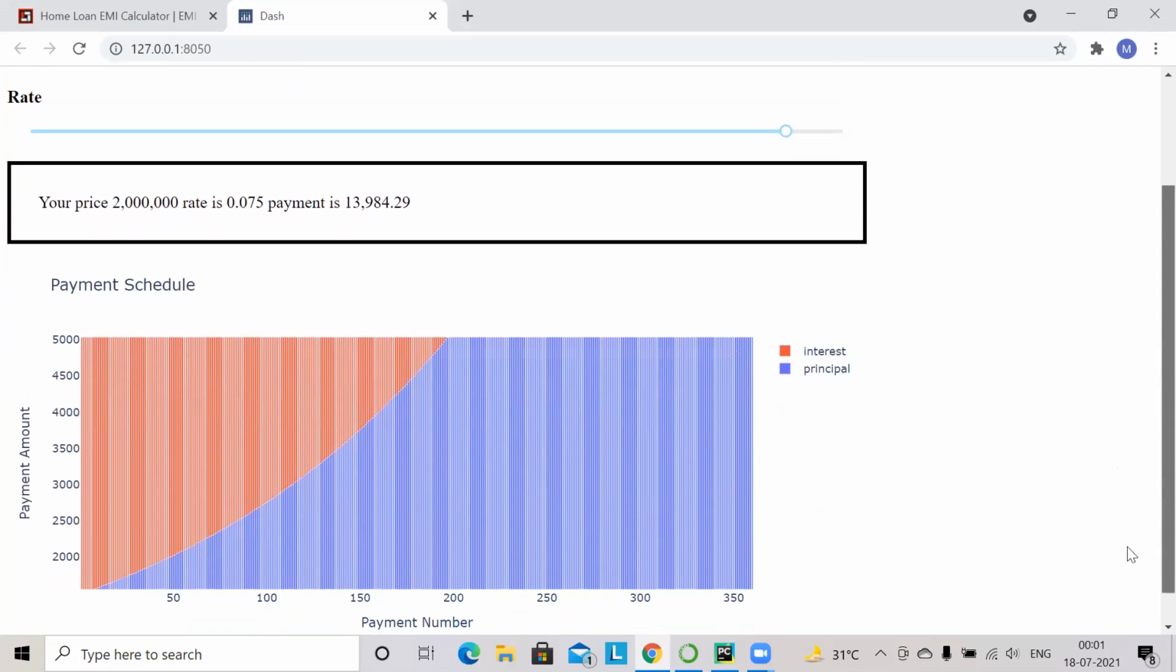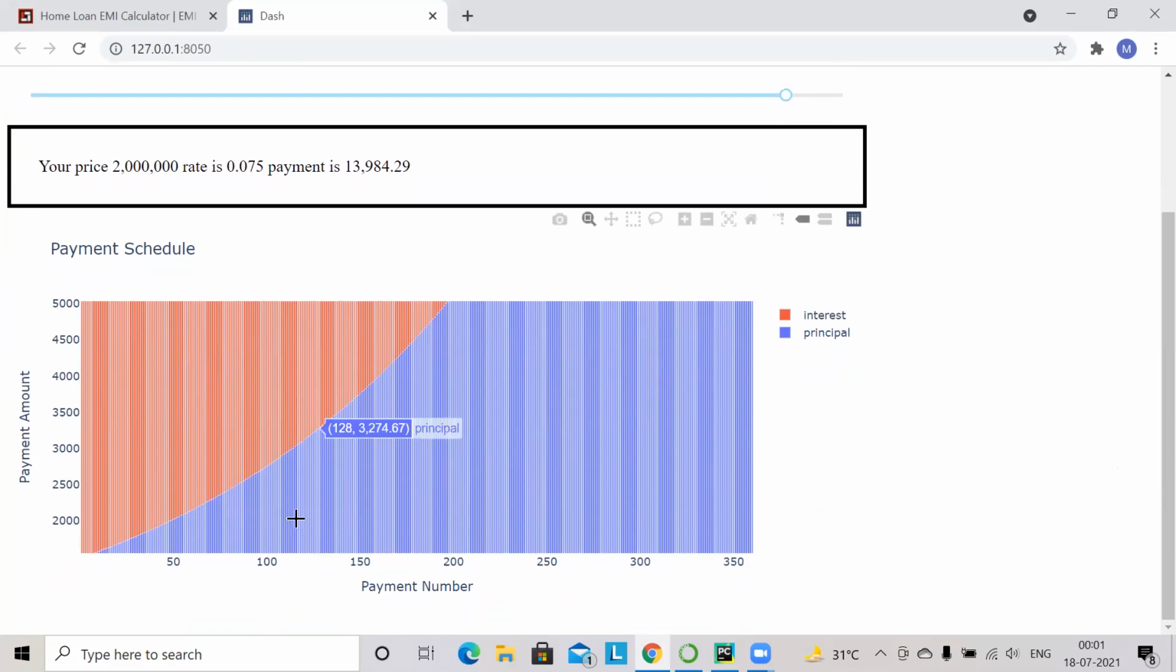So this is all about my project. What I'm trying to say is this tool visualizes the amount going towards the principal and interest for each EMI and mortgage payment. I have used Python's Plotly and Dash libraries here.